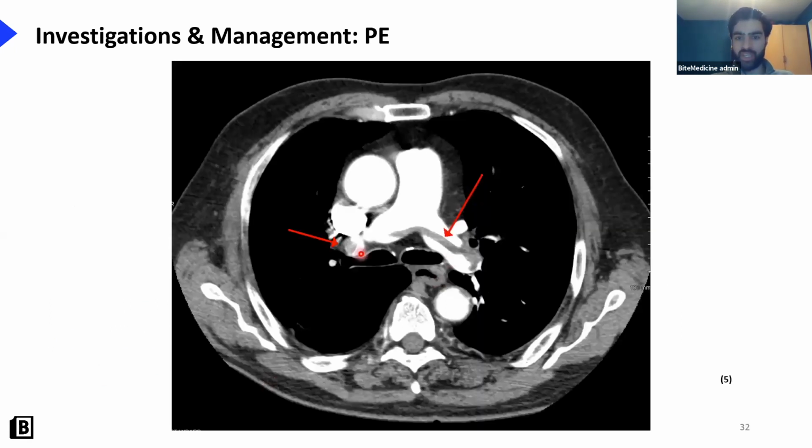That's the big PE there, that dark gray stuff, that's a thrombus, and that's a saddle embolus because it looks like a saddle and it stretches across both the left and right pulmonary arteries. And that is very concerning.